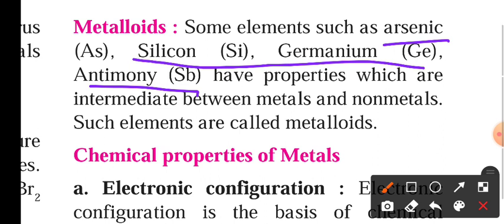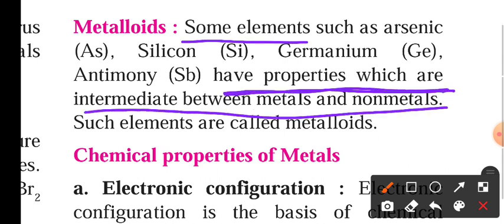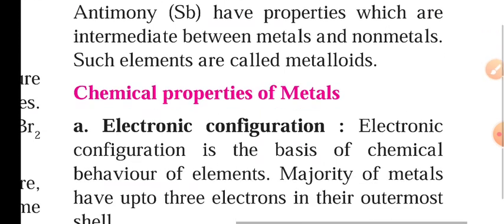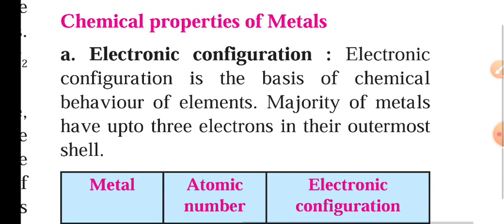If you want, you can write the definition of metalloids over here: some elements have properties which are intermediate between metals and non-metals. Such elements are called metalloids. This is about the physical properties of metals, non-metals, and metalloids. In the next section, we will talk about the chemical properties of metals and non-metals.